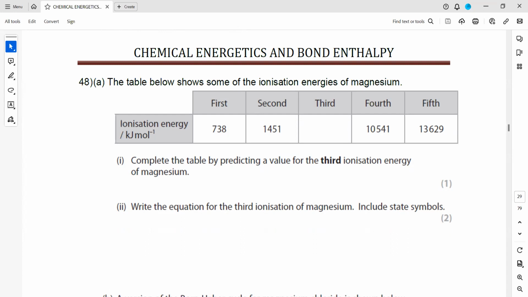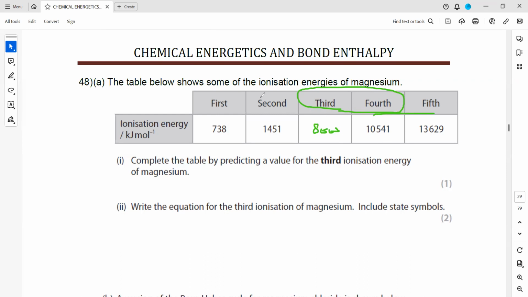So the ionization energy of magnesium. Look, magnesium belongs to group 2. So the first 2 ionization energies should be comparable, because they are removed from the last shell, which has 2 electrons. But the third should have a greater difference. Like the third ionization energy should be closer to the fourth one. And between the fourth and the fifth, the difference is about 3000. So this will be about 3000 or 2000, like if you write 8000, that is correct.